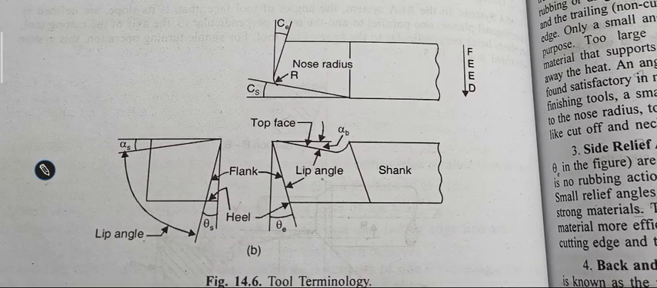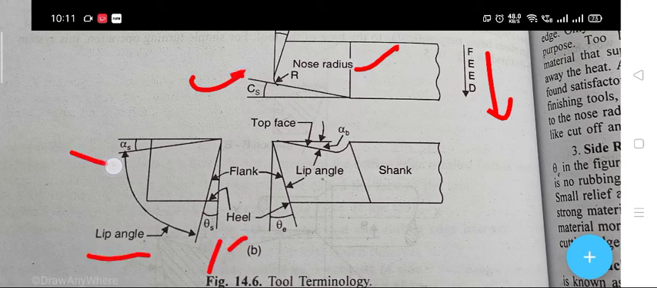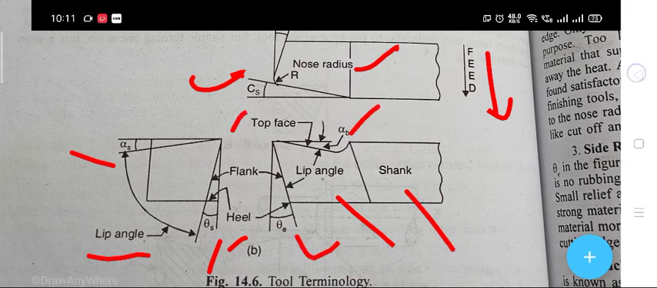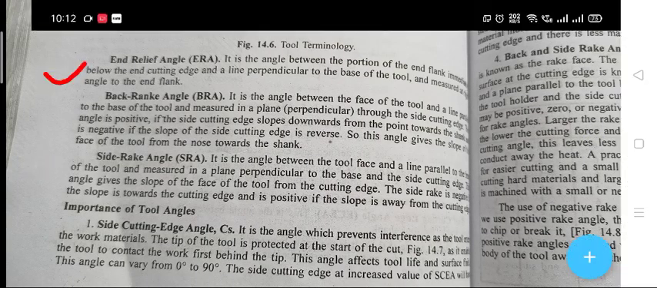Then another figure shows the feed direction, nose radius, Cs, then lip angle, heel, theta s, alpha s, and lip angle, shank, top face, alpha b, theta e. Then ERA stands for end relief angle. This angle is the angle between the portion of the end flank immediately below the end cutting edge and a line perpendicular to the base of the tool, and is measured at the right angle to the end flank.